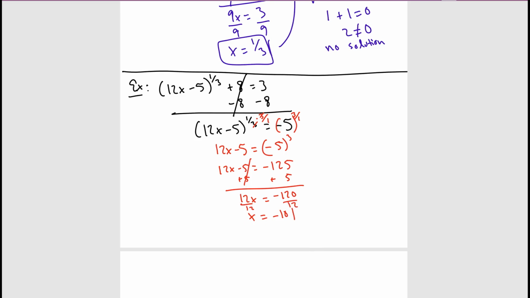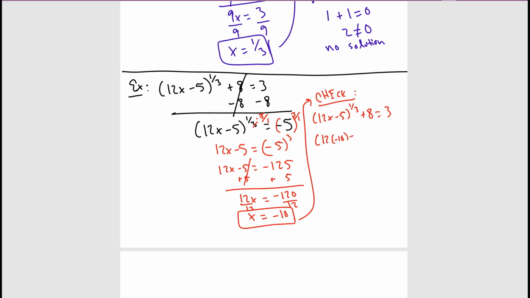Now how do I know this is the correct answer? I've got to check. So I'm going to take 12x minus 5 to the 1/3 plus 8. Is this going to give me 3? So I'm going to have 12 times -10 minus 5 to the 1/3 plus 8 equals 3. This is going to give me -120 minus 5 to the 1/3 power plus 8 equals 3.